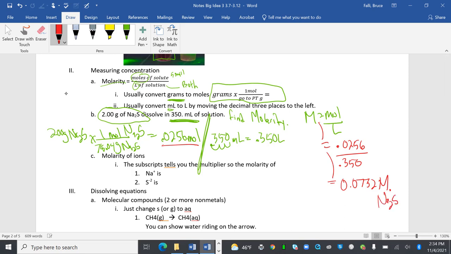Now it gets a little bit different because sometimes it asks you the molarity of the solution, and sometimes it asks you for the molarity of ions. The subscript tells you the multiplier, right? So if I have Na2S, can you tell that Na2S gives me 2 Na's, right? So I'm going to take 0.0732 times 2.